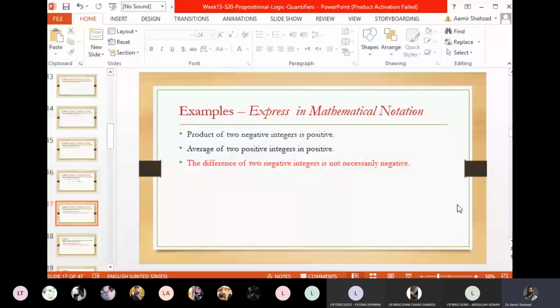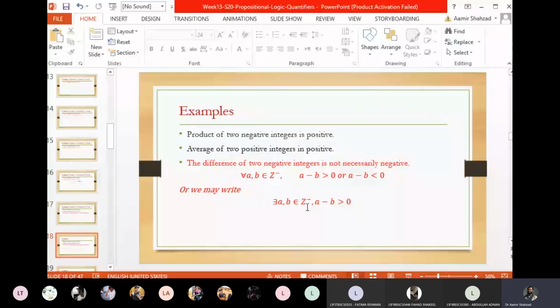It will be negative. But if we do -2 minus -3, the difference of -2 and -3, so -2 minus -3 is going to be -2 plus 3, so it's going to be +1. So it's not necessarily negative. It could be negative, it could be positive. So the difference of two negative integers is not necessarily negative.